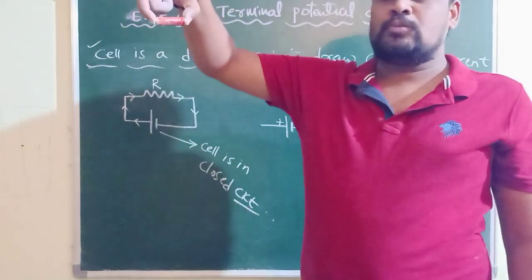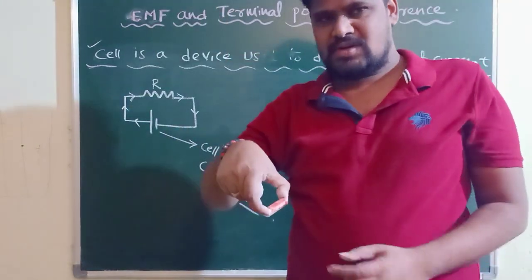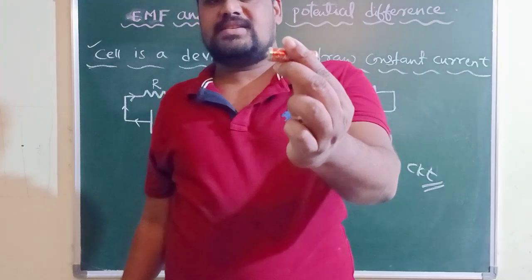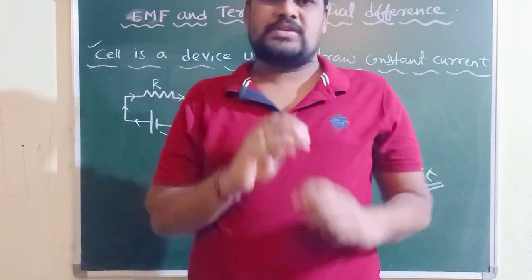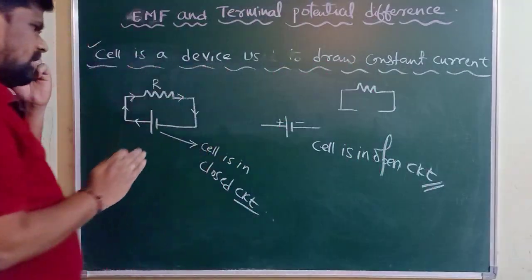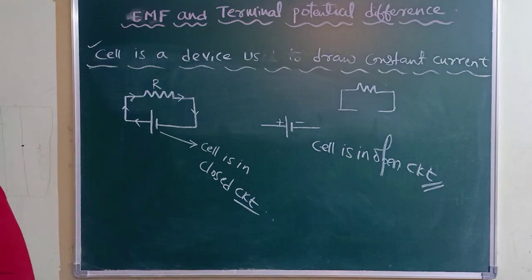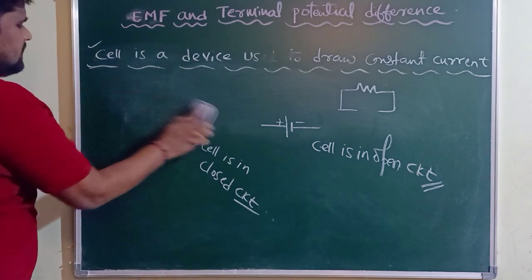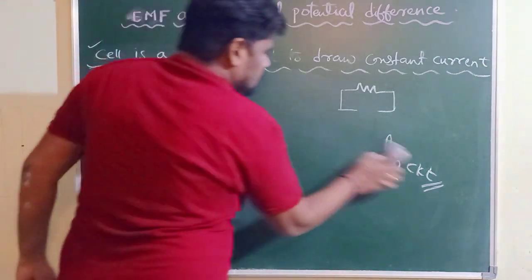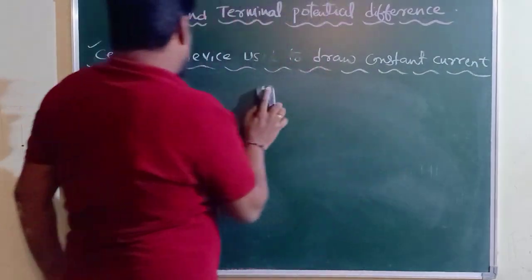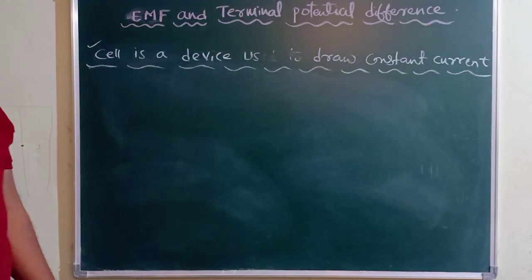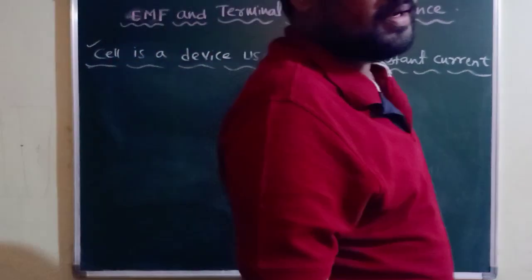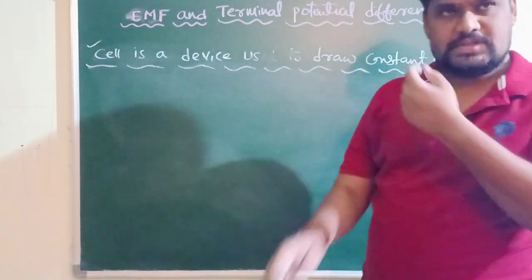Now the cell is said to be in which circuit? Closed circuit. Suppose we keep the cell as it is, then the cell is said to be in what? Open circuit. So, in a simple way, if current is drawn from the cell, then the cell is said to be in closed circuit. Suppose no current is drawn from the cell, then the cell is said to be in which circuit? It is in open circuit.